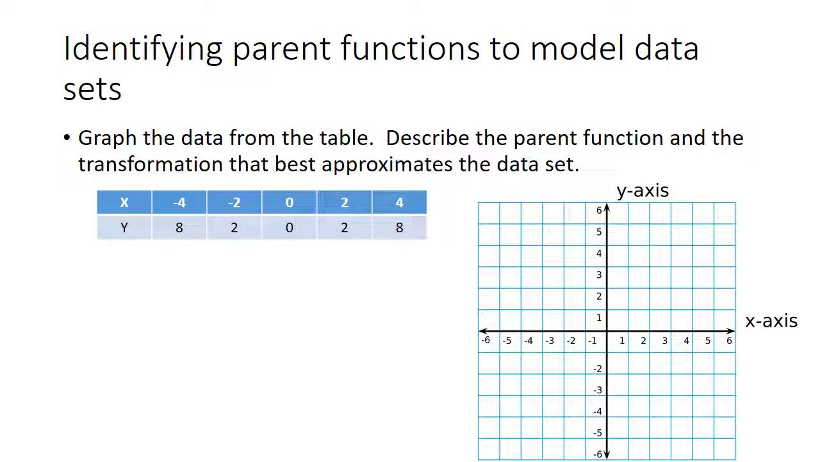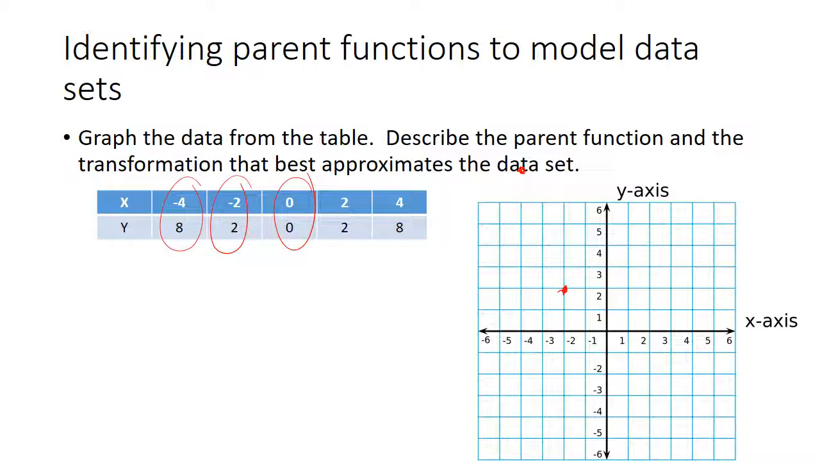So here's our graph. We're going to just set these up as ordered pairs. One thing to be aware of is that the more ordered pairs you have, the better picture you have of what your graph actually looks like. So for example, if I were to graph this first one at -4, 8, and then I were to graph at -2, 2, those could be a straight line. Those could be a linear function.